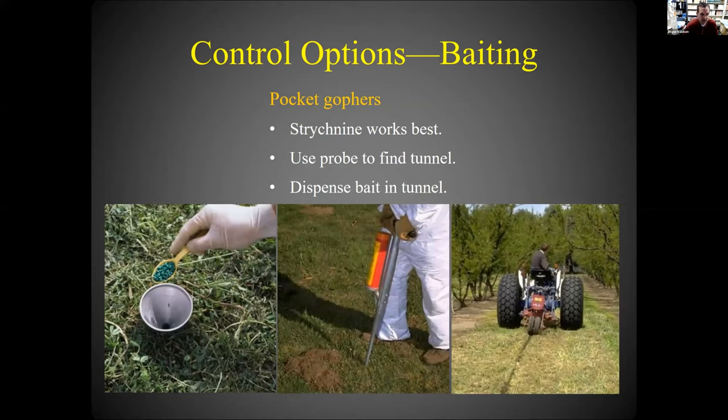As far as application methods, this old funnel and spoon method works fine if you've got a couple in your backyard, but for larger scale areas, you probably want to focus on one of these all-in-one probe and bait dispensers, which allow you to probe directly into the tunnel system. You then crank a lever to deposit a preset amount of bait directly into that tunnel system, pull out, plug that up, and move on to the next one. So this is a more rapid approach than the funnel and spoon method.